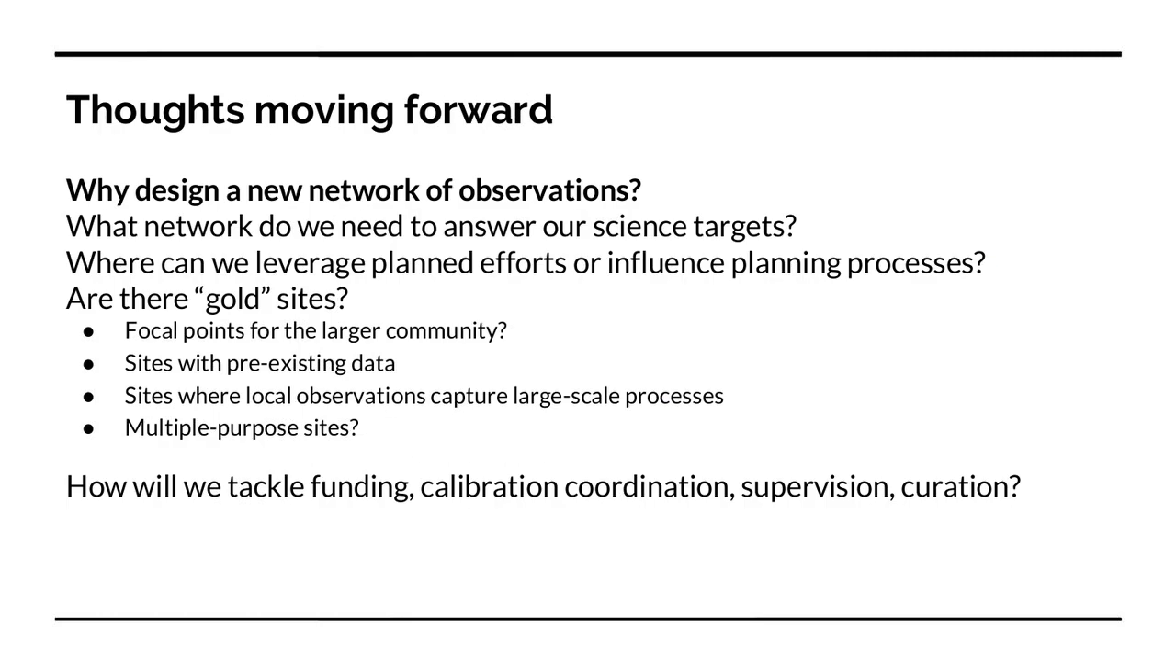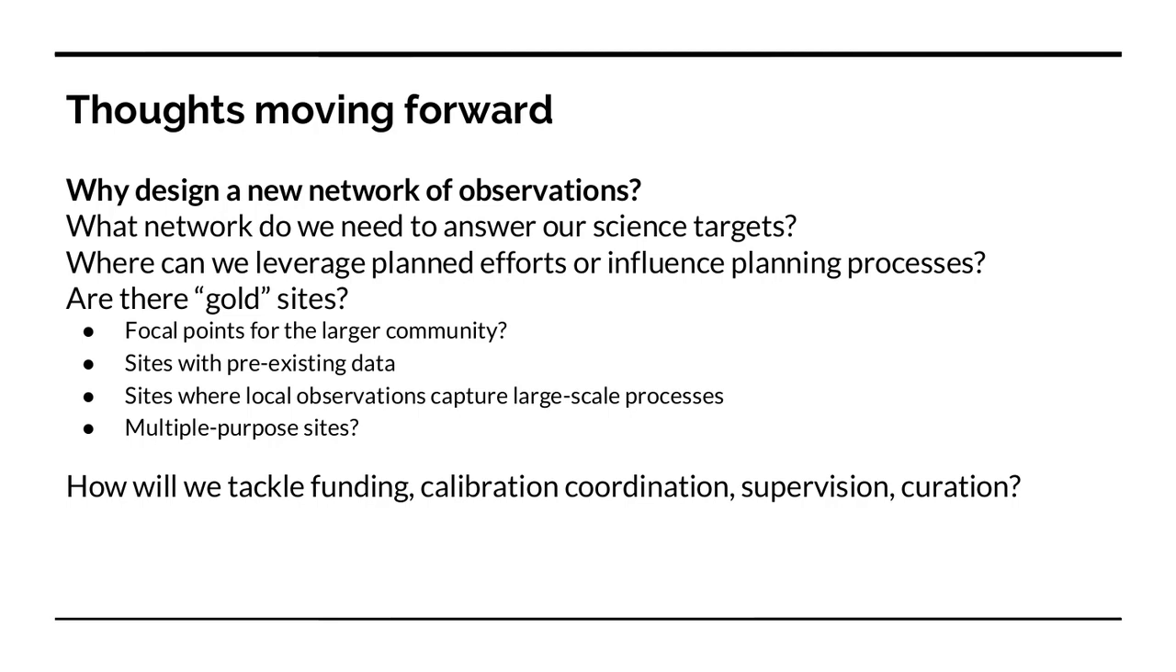So we'd just like to wrap up with this final slide, thinking about some questions for you all in terms of why we need to design a new network of observations. Hopefully our presentation has shown the limitations of the current observations and the opportunities for future sampling. But in particular, we need to know what kind of network we want or need to answer our particular science questions. And logistically speaking, where can we leverage already planned efforts or influence the planning processes, such as with TPOS 2020, to get in on the ground floor and get some of these samples?